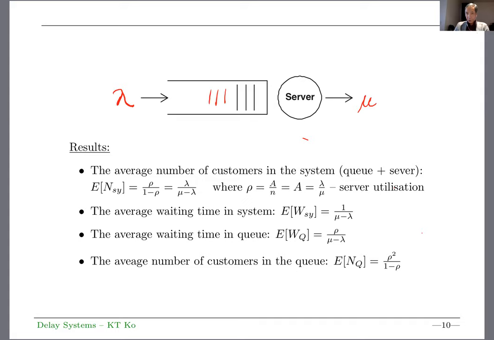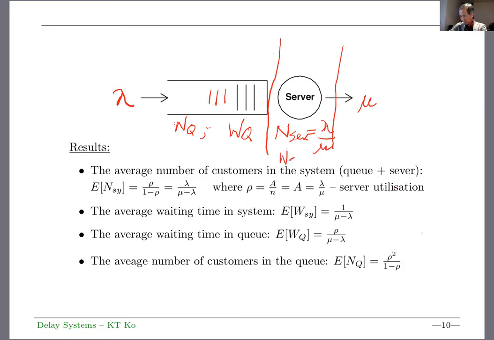And you can basically describe the queue in two different portions. The first one is the queue, and you can describe it by the number of jobs in the queue, and also the waiting time in the queue. You can also do the same for the server, but we know the parameters. The number of jobs in the server, N_server, is equal to lambda over mu. The average waiting time in the server is given by 1 over mu. Now those two added together give you what we call the system.